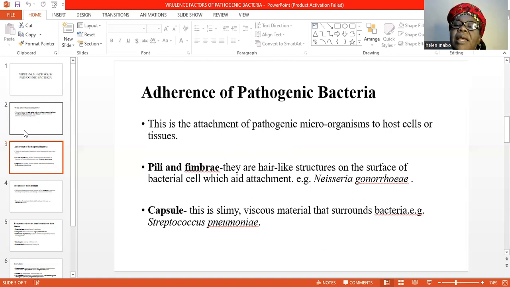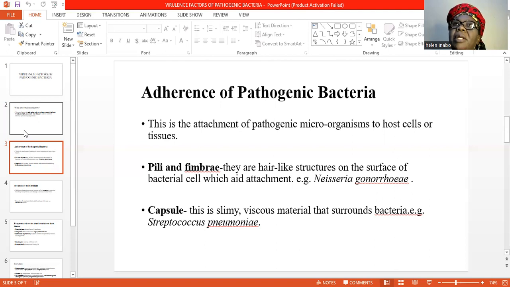So the pili aid attachment. For example, Neisseria gonorrhoeae has pili on its cell surface, and it uses this to attach to the epithelial cells of the genital tract. Then you have the capsule, which is another structural virulence factor.